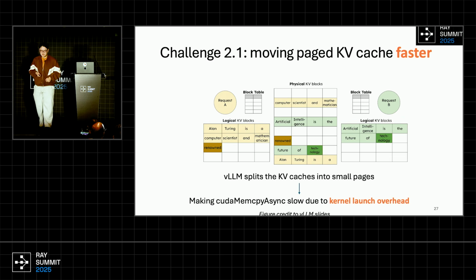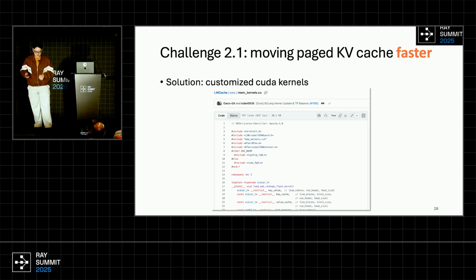Because vLLM originated from paging the KV cache using paged attention, the KV caches are just a series of small pages, and they are not contiguous. So if you directly use CUDA copy async, it will be very slow because you have so many pages. For each page, you have to launch a kernel. It's very slow, just too many kernels. Kernel launching overhead is too large. So we are writing our customized CUDA kernels to accelerate the KV cache loading and offloading on the paged version of KV caches.